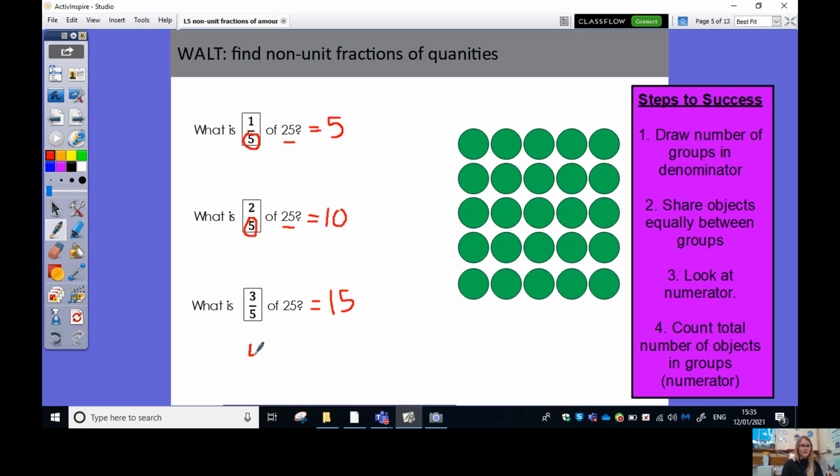So we can probably start to see a pattern now. Let's see if it works. I'm going to do 4/5 of 25. So I've spotted a pattern, 5, 10, 15, because it's my 5s on the bottom and my 5 times table. So probably 4/5 of 25, my next multiple is 20. So let's just check if it works.